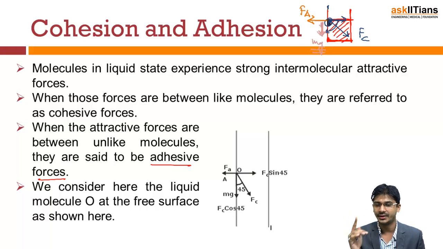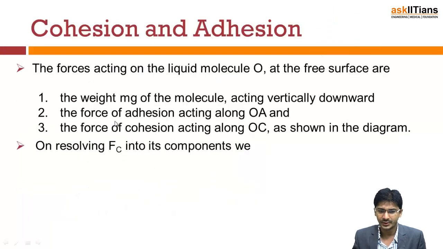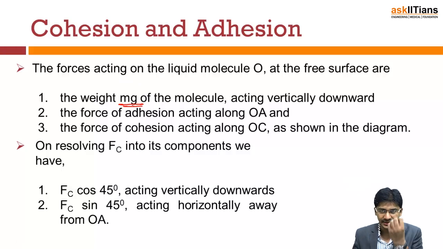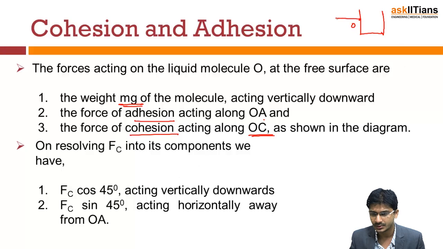So if you try to balance these forces applying Newton's law, this is the adhesive force, and this is Fc resolved into these components. Since this is exactly in the middle, it's Fc sin 45, Fc cos 45. The forces acting are the weight mg of the molecule acting vertically downwards, the force of adhesion acting along OA, which is outward from the surface, and cohesion acting along OC. If I draw the figure again, this point was O, this was A, cohesion was OC acting along this, and mg was acting like this. Then you resolve this into two components: Fc cos 45, Fc sin 45, and this was Fa.